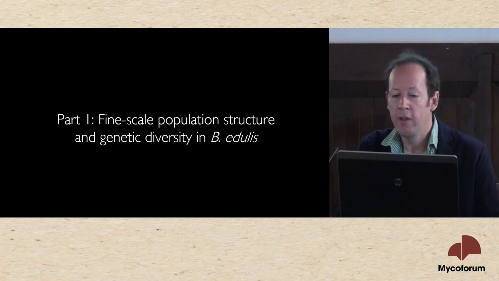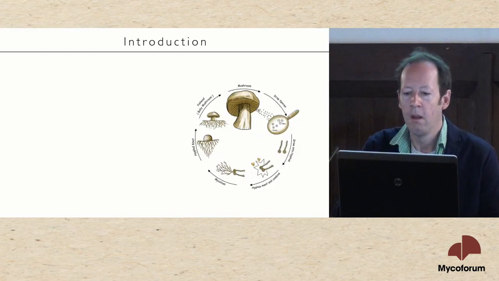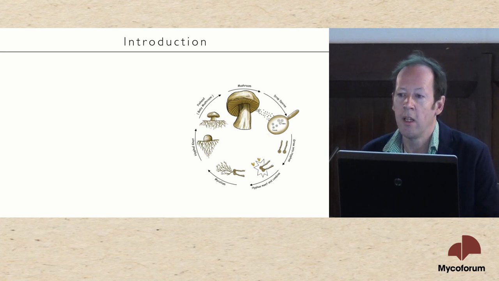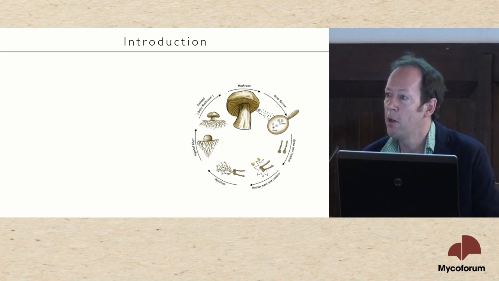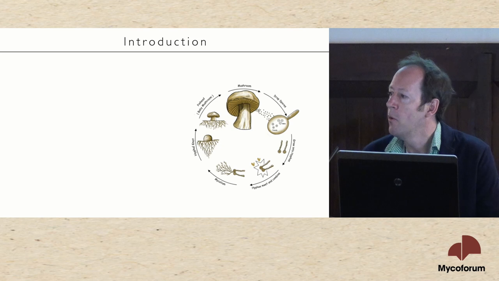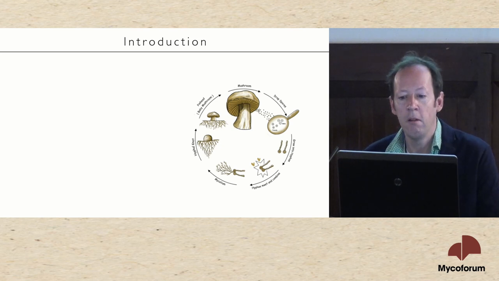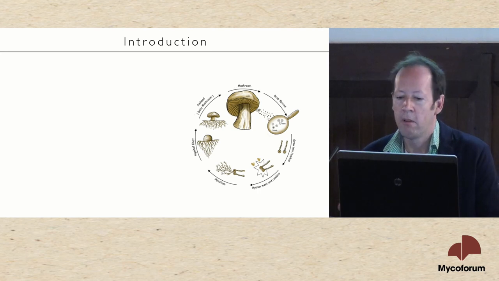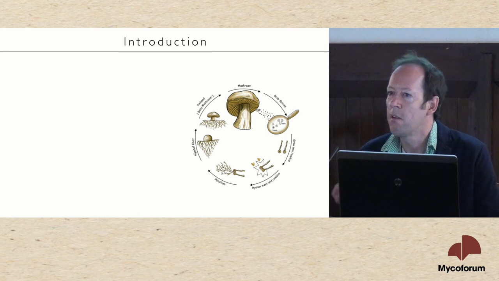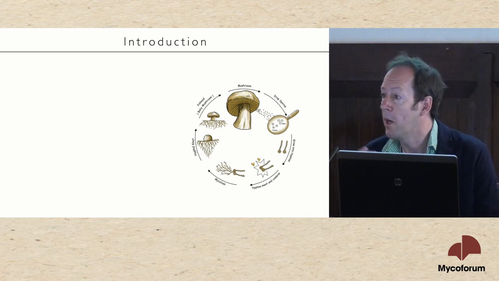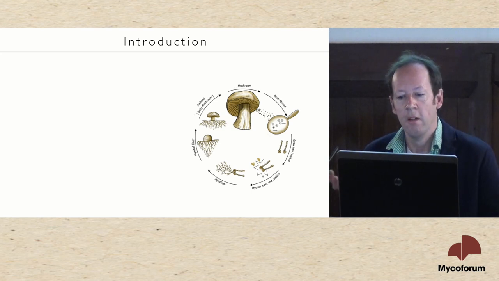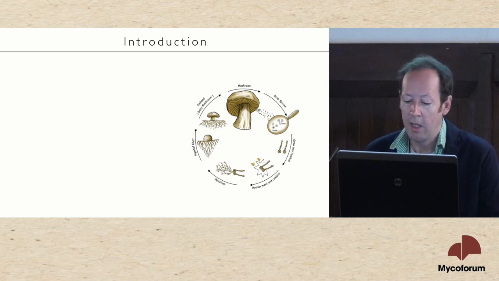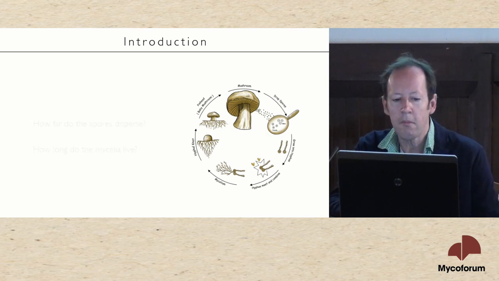So moving on to the first part, mushrooms have this unique life cycle. The fruiting bodies or sporocarps produce spores, which are dispersed passively by the wind or actively by animal vectors. These grow into hyphae, and under certain conditions, the hyphae fuse to form the mycelium, which forms the bulk of the mushroom underground and produces the fruiting bodies in the mushroom season.